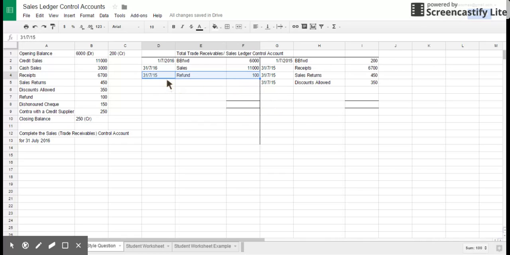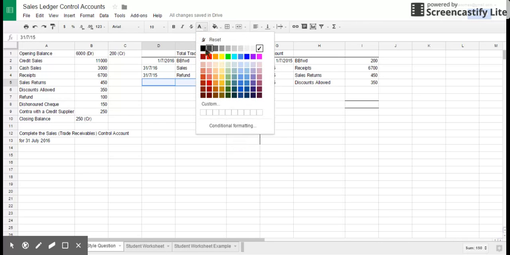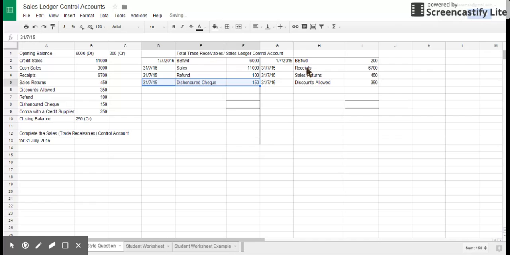Okay, we've got a dishonoured cheque. If somebody doesn't pay us because they haven't got the money in the bank, clearly we're not going to write that debt off. It was included in our receipts, but we need to put it back in again because we're really still owed the 150.